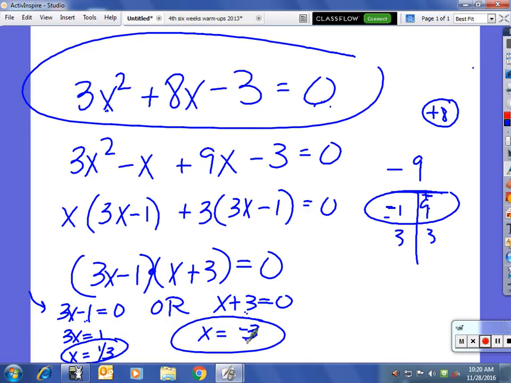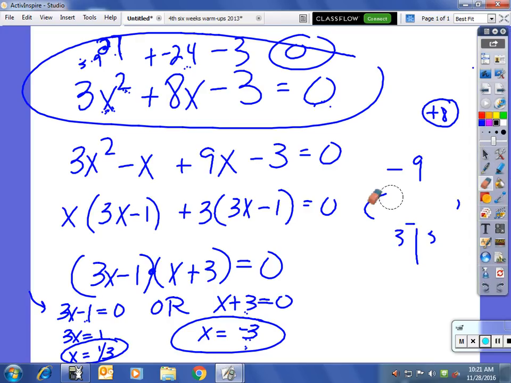Let me plug in a negative 3 and show you. Let's put a negative 3 back into the problem. What's negative 3 squared? Okay, one of my answers was negative 3. Negative 3 squared is positive 9, and 3 times 9 is 27. Plus 8 times negative 3 is negative 24. Guess what 27 plus negative 24 minus 3 is? 0. So if I put a negative 3 into this problem, what do I get back? 0. Guess what's going to happen if I put a 1/3 into this problem? Guess what I'm going to get back? 0.